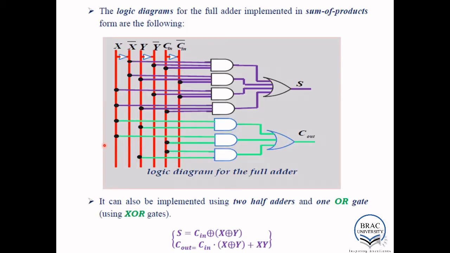You can draw the schematic diagram from the sum and carry. I'm not describing it because I think everybody can draw it by yourself. You can also write the sum and carry equations in this format: sum equals C in XOR X XOR Y, and C out equals C in dot (X XOR Y) plus XY.